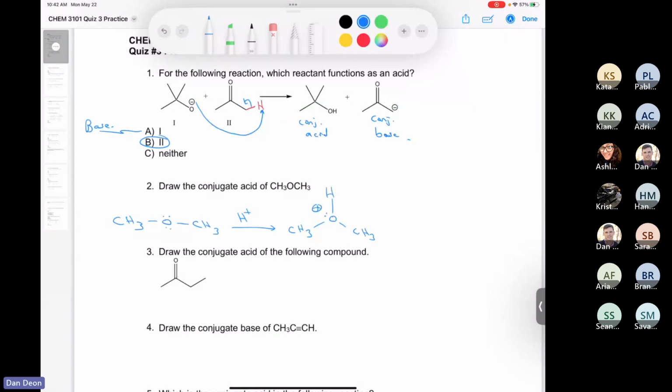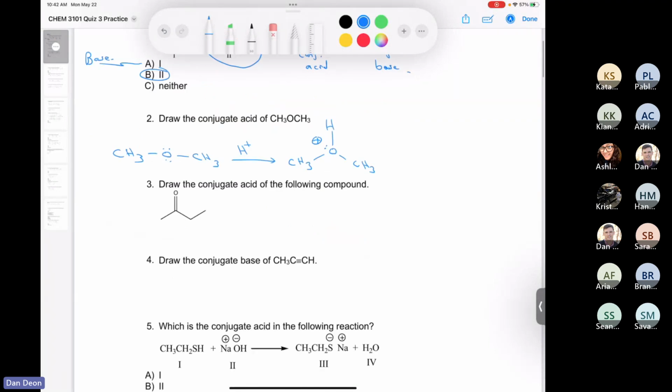All right, the next one says draw the conjugate acid of the following compound. Again, what's the difference between a base and its conjugate acid? It's 1 H+ ion, and so we're going to add H+. Well, where is it going to go? It's going to go on the oxygen, right? Because we have lone pairs there. The same thing for this one. I could have drawn a curved arrow for it. So we're going to end up with an oxonium ion, like this. So we're going to have 3 bonds, 1 lone pair, so we have a +1 charge.